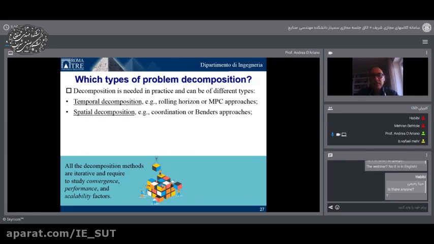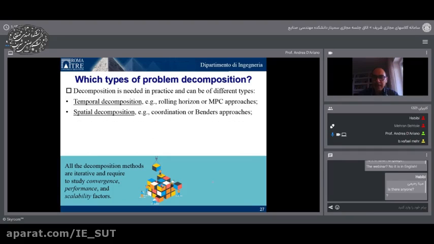Another type of problem decomposition is the spatial decomposition. For example, if you need to coordinate traffic flows in a very large network, you might decompose the network into sub-networks. And then you need to deal with a coordination problem. This is also sometimes the structure of a Benders decomposition, where you have a master at a higher level and then a lower level in your coordination approach.